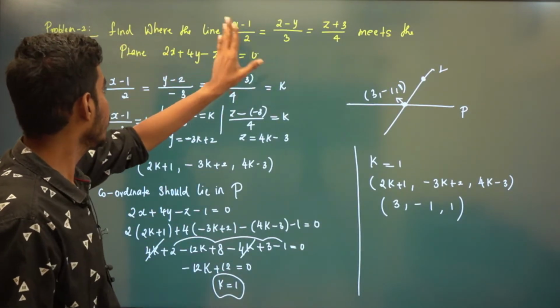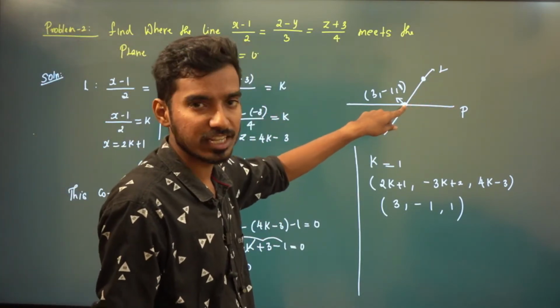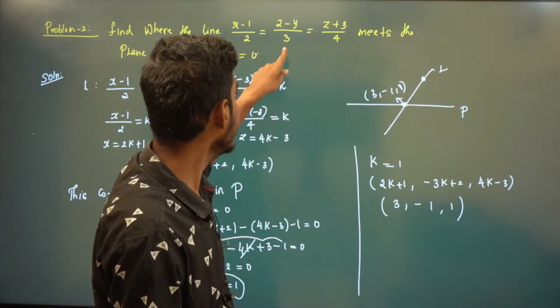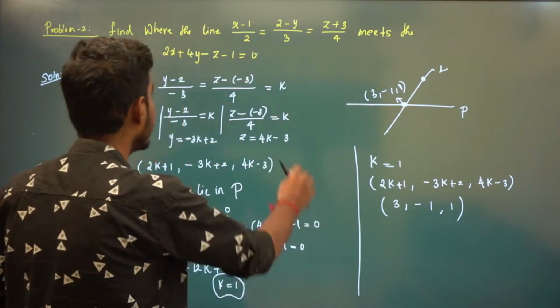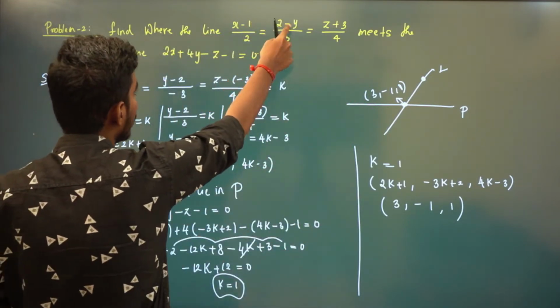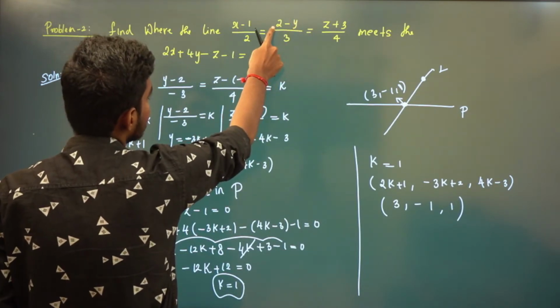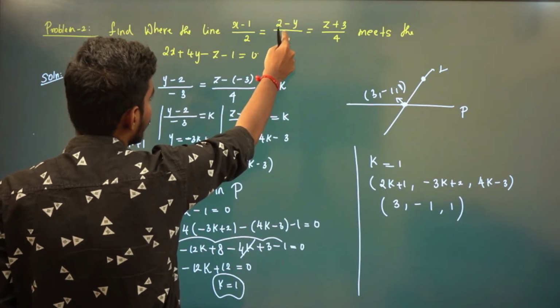Next: find where the line meets the plane. So we have a plane and we have a line, and we need to find the point of intersection. This is a line L that is given, and we need to find where this line meets the plane. First you need to convert this to symmetrical form. For symmetrical form, we should have y minus something, but here you have 2 minus y. So just take minus common, and we'll have y minus 2 divided by, bringing that minus, minus 3.